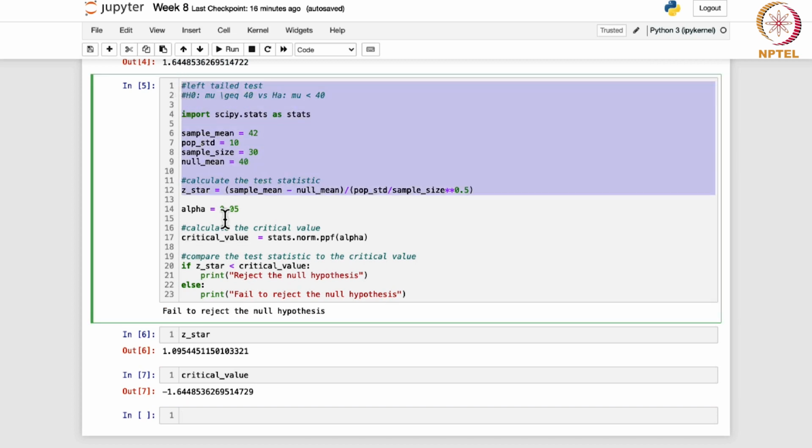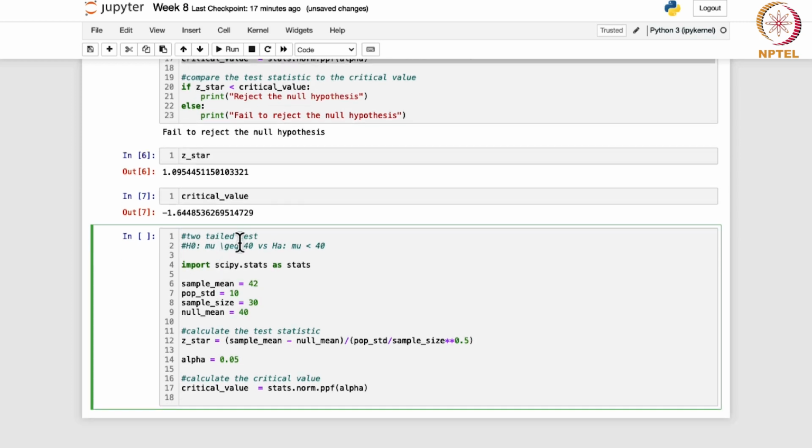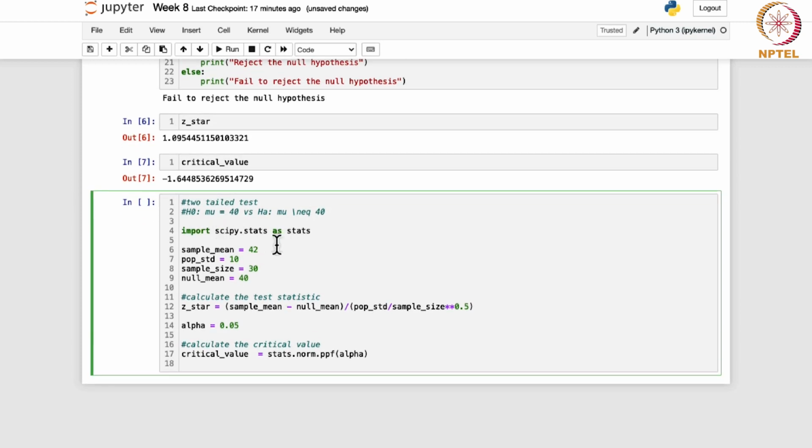So we can use some part of this as well. So here it would be your two tail test. So here mu is equal to 40 versus mu is not equal to 40. Okay, this is your two tail test. We have seen it earlier also. So we'll import this library. Obviously you have already imported it, and sample mean. So I'm writing this statement over here because in case you are just starting from scratch, then you should know that you should import this particular library.